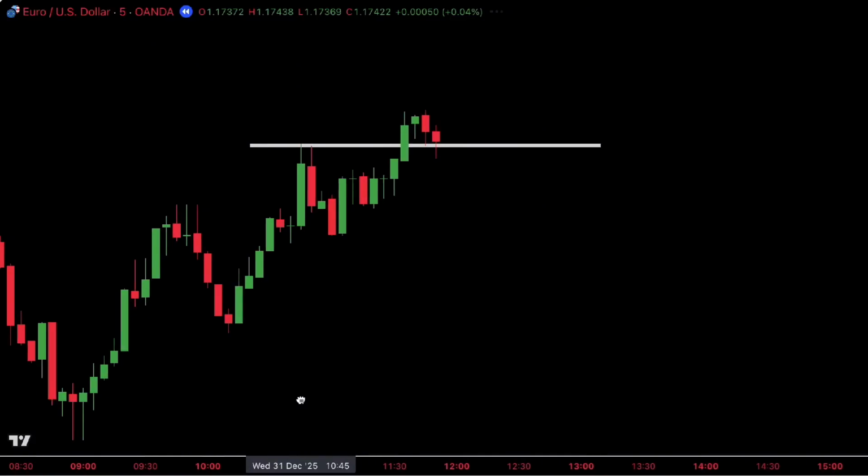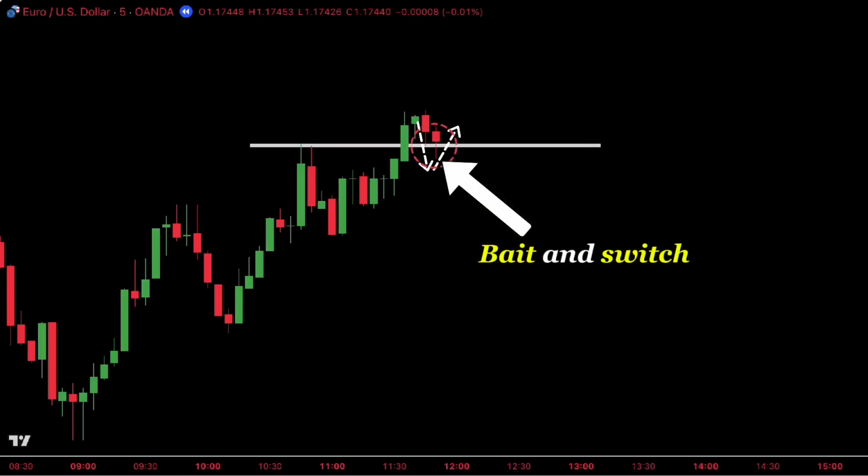The market comes back to the level, moves down, and breaks below it, giving traders the impression that the market is about to go lower. But instead of continuing down, price quickly reverses and closes back above the level. This is what we call a bait and switch. When this happens during an uptrend, it tells you something very important. The flip level is being defended, and smart money is active around this area. And this is where the opportunity begins.